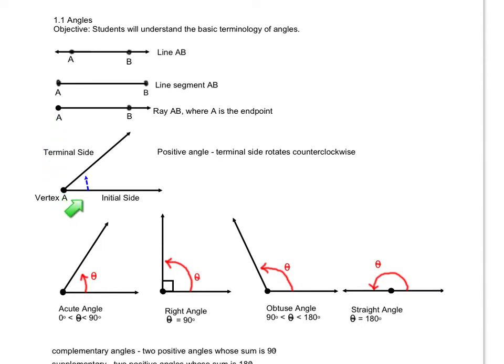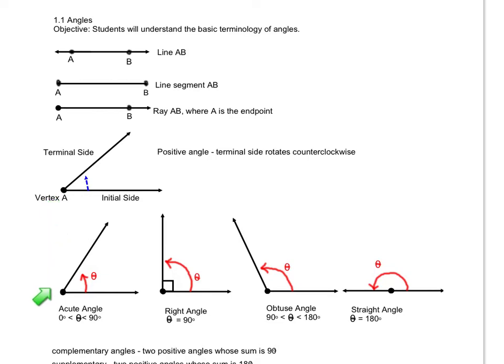So when we put two rays together and we join the endpoints, we form an angle. The horizontal side is called the initial side. The terminal side is the side that moves. When we have an angle whose terminal side moves counterclockwise, we have a positive angle. When we have an angle whose terminal side rotates clockwise, we have a negative angle. And our vertex is where the two rays join.